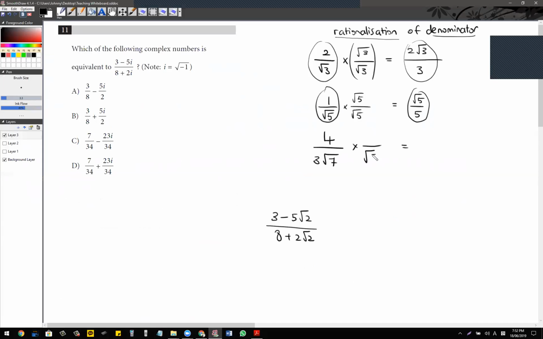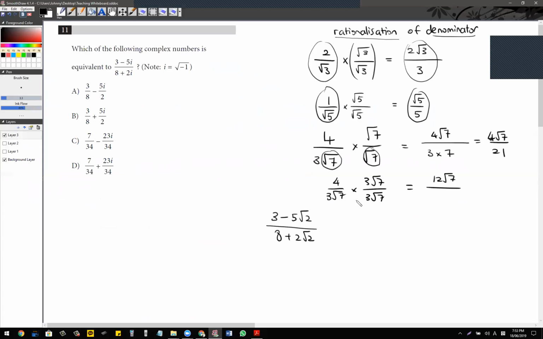So if you multiply by root 7 over root 7, what you get is 4 root 7 over 3 times 7. So this becomes 7, right? So that's 4 root 7 over 21. If you do 3 root 7 times 3 root 7, you're going to get 12 root 7. How much would be the denominator? It's 21 again, like 3 times 7.